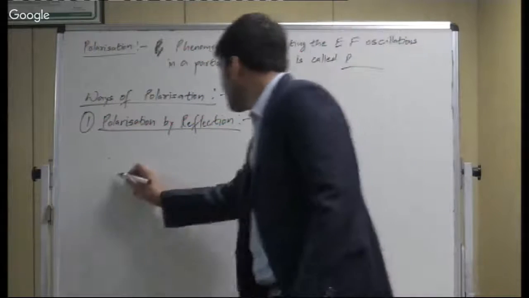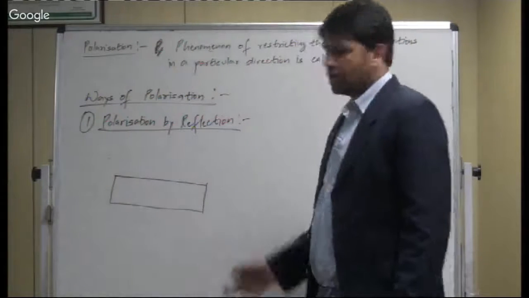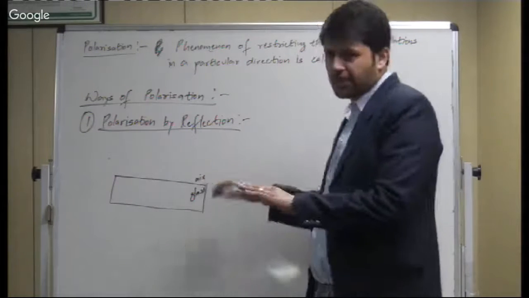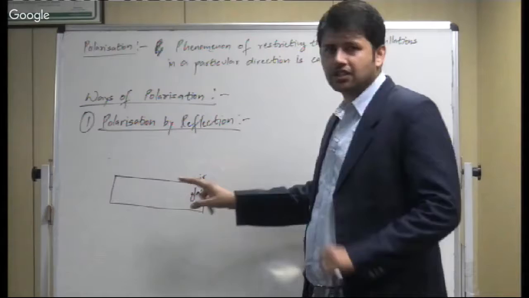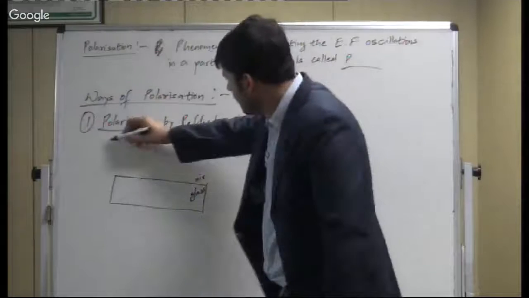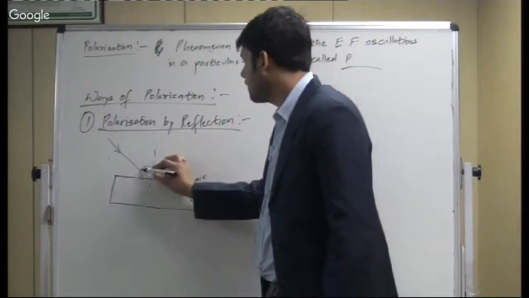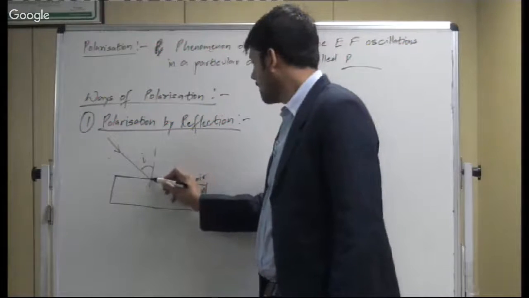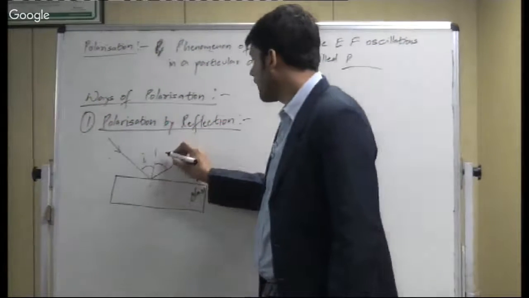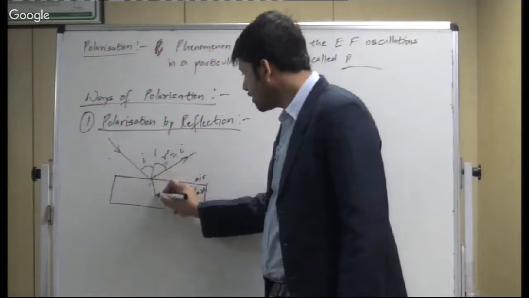Let us say this is a glass surface. Not only glass, it can be any plane surface, but there should be some difference in optical density. So air with water or air with glass will do. Let us say we send a ray at an angle i. It reflects such that the angle of reflection is still i, and a part of it transmits into the medium.